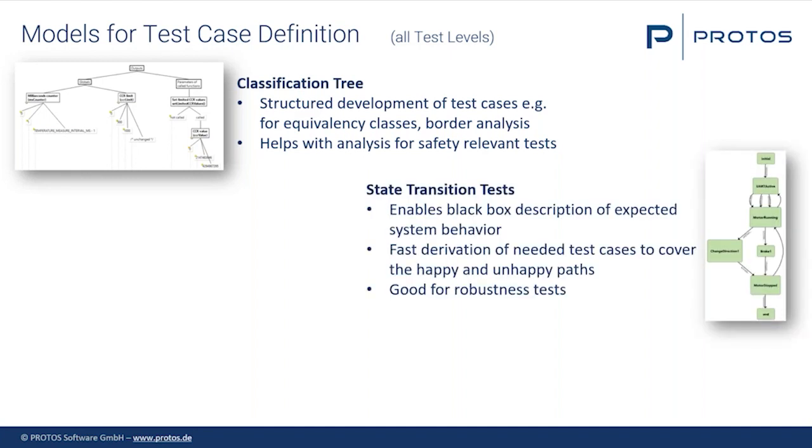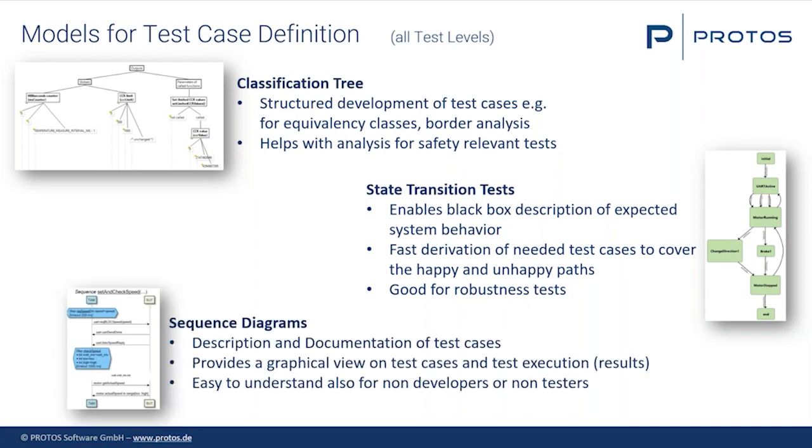The second example I want to give you is a state transition test. That's a very nice structured method especially for asynchronous integration level or system level tests, but you can also use it for synchronous testing, for unit testing, for example. The idea is you describe the black box behavior of the expected system behavior. And from that, you derive the needed test cases to cover the happy and unhappy paths in your system, in your component or in your integration case. It's very nice for robustness tests, and you can derive a lot of test cases very fast. So a really nice method.